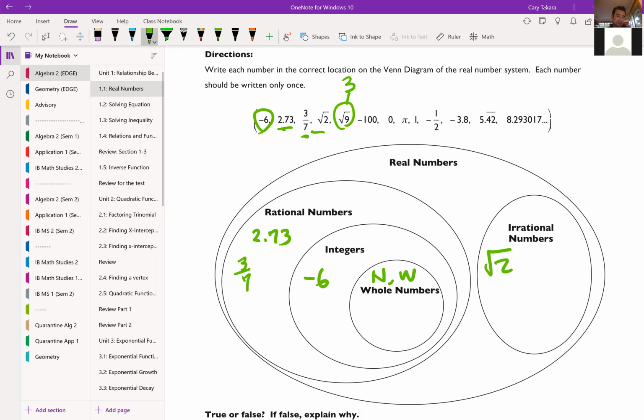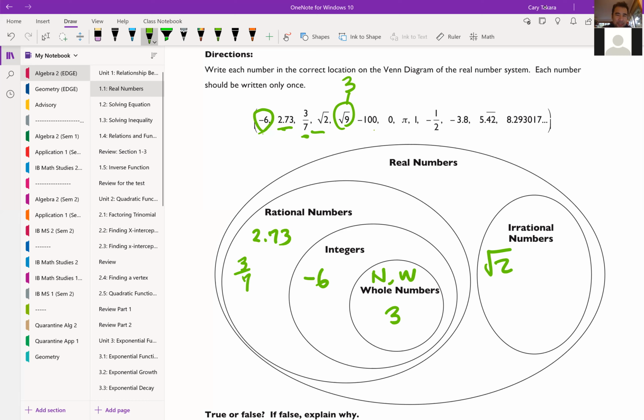3 is irrational, yes, but 3 is integer, yes, and 3 is a whole number, okay? So you need to place inside that whole number circle. That will put automatically inside integer. That will put also inside rational number, right? So 3 is a whole number, also integer, and also rational number.